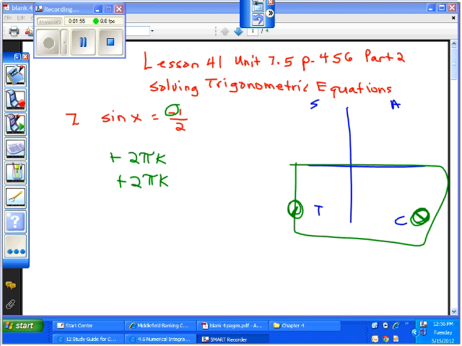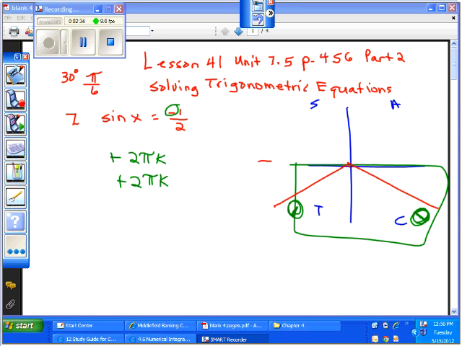Y'all kind of understand that? There's two pieces. Sine is negative in quadrant 3 and 4. And whatever angle I get in quadrant 3, I'm going to have that every time I go around, 360 degrees. And then I'm going to have another one over here in quadrant 4, and I'm going to go around and around with it. Now, what reference angle is actually attached to 1/2? Sine of what's a half? Well, it's 30 degrees in degrees, but it's pi over 6 in terms of pi, right?